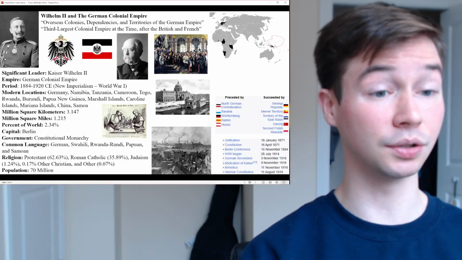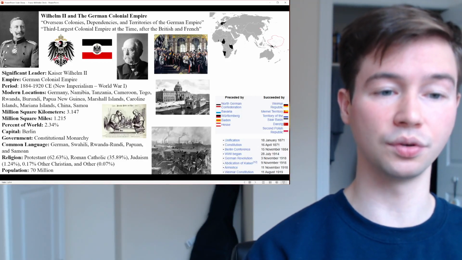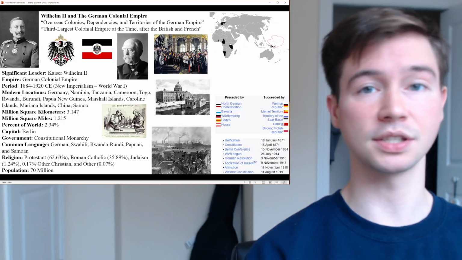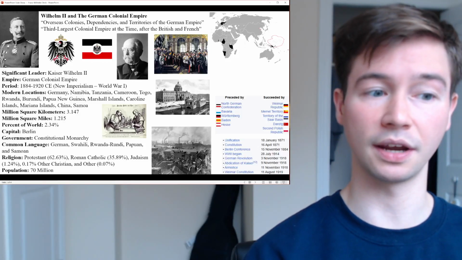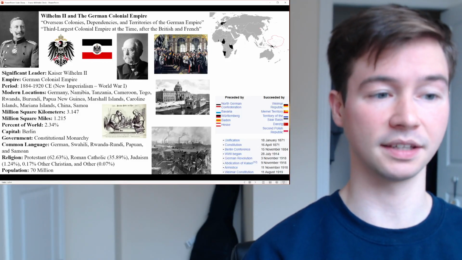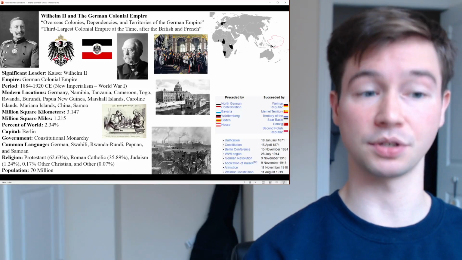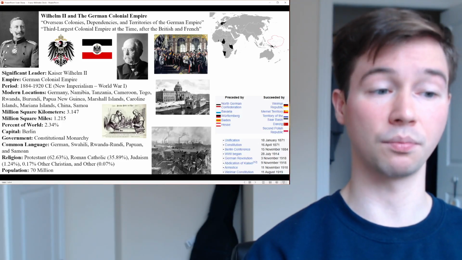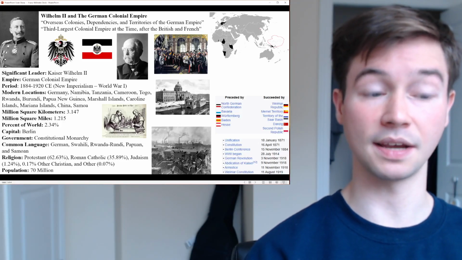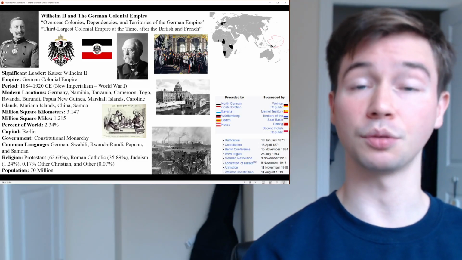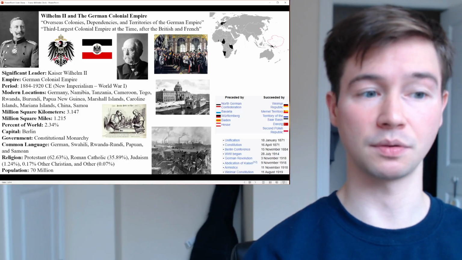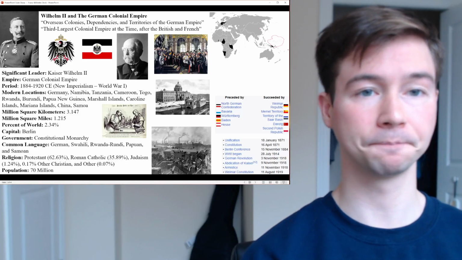Common languages included German, Swahili, Rwanda, Urundi, Papuan, and Samoan. Religion was predominantly Protestant, so we'll contrast that with the Austro-Hungarian Empire, which was predominantly Catholic at 62.63%, Roman Catholic at 35.89%, Judaism 1.24%, 0.17% was other Christian, and 0.07% was other religions generally. Population was about 70 million at its peak.